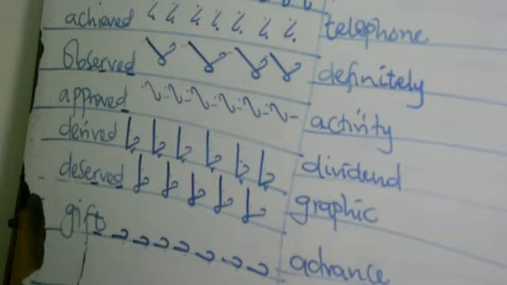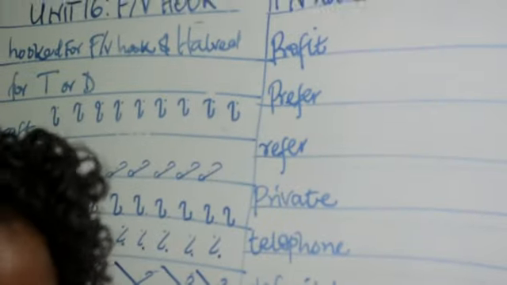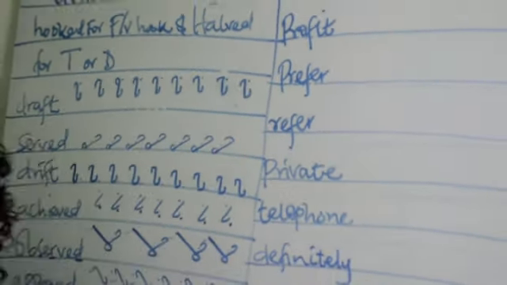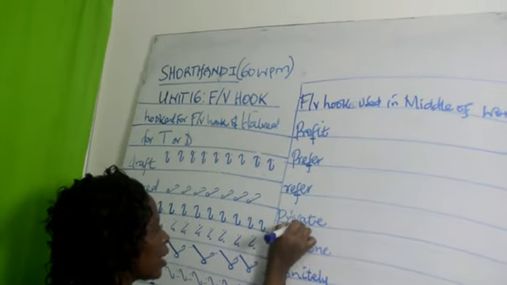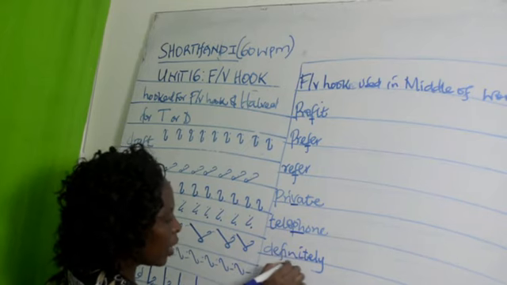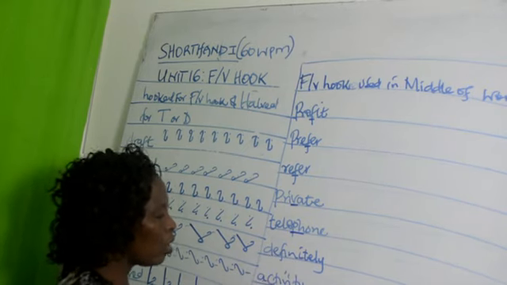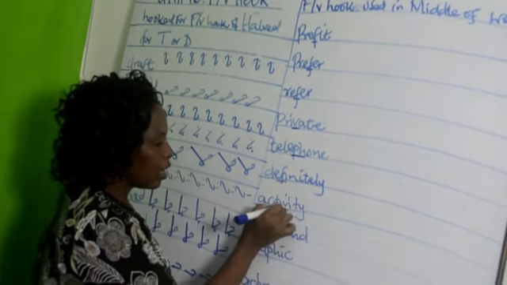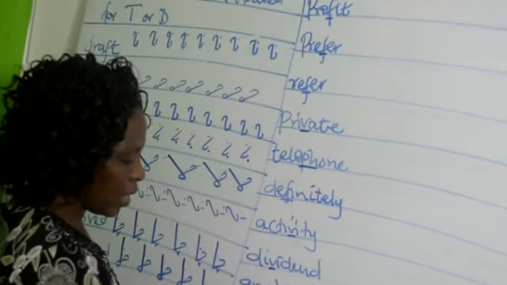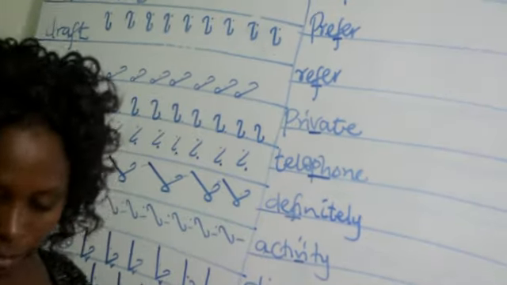Advance like that. So these are the words that we have. We are going to see that our F stroke of V hook is at the middle of those words. When you look at those words, the F and the V hook are at the middle of the word. So we are going to drill that faster. We are going to drill together.